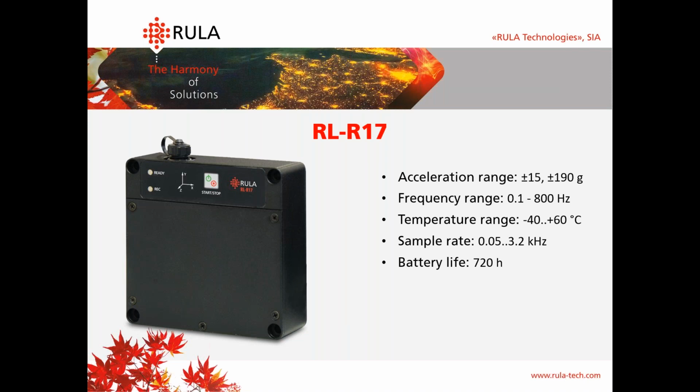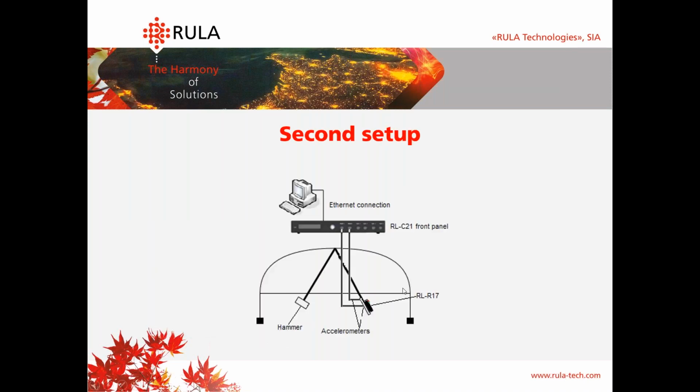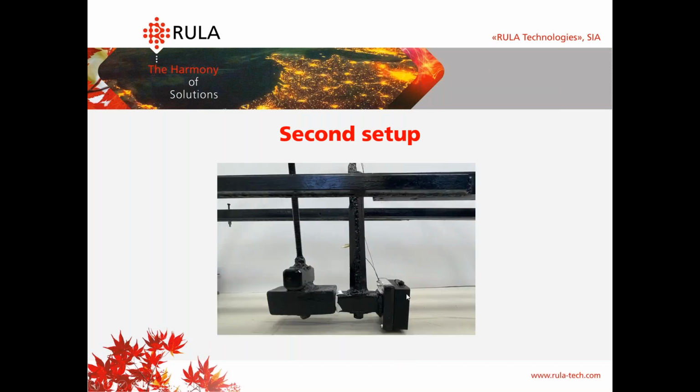Now let's talk about our setup. We have ROC21, which is connected with two sensors on the plate. And on the back of the plate, we have RLR17. And the hammer will create a shock pulse on this plate, and we will register these values. Here you can see the picture of our setup, and now I'll change my sensors on ROC21, and I will show you the image.